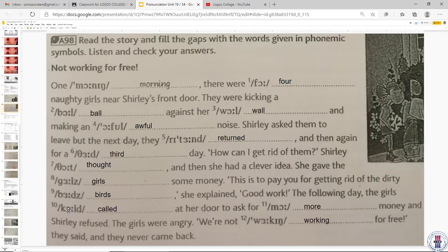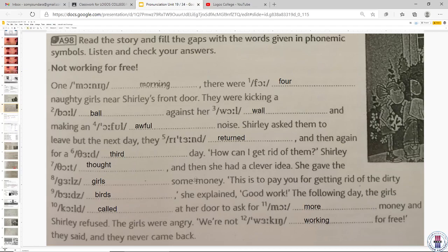The following day, the girls called. It looks like the word cold, but it's called, at her door to ask for more money. Shirley refused. The girls were angry. We're not working for free, they said.